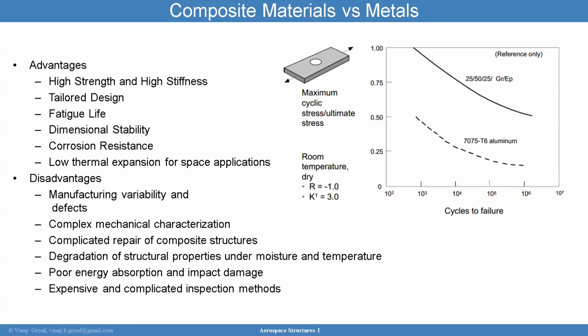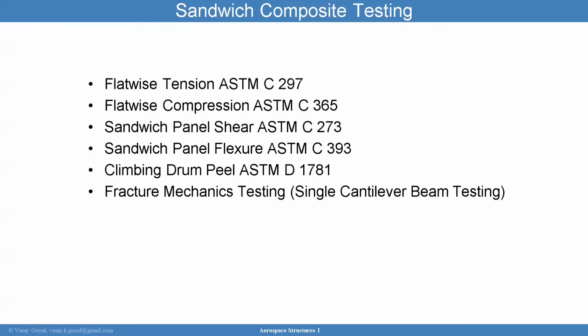Disadvantages are that with composites you get a lot of manufacturing variability, a lot of types of defects that are hard to analyze, and workmanship-sensitive issues. You have complex mechanical characterization, it's complicated to repair, there's degradation of structural properties under moisture and temperature, and there's poor energy absorption and impact damage. It's expensive and complicated to inspect. So you can see that not everything is rosy with composites, but you definitely want to pay attention to that.